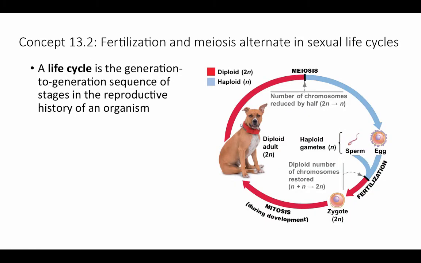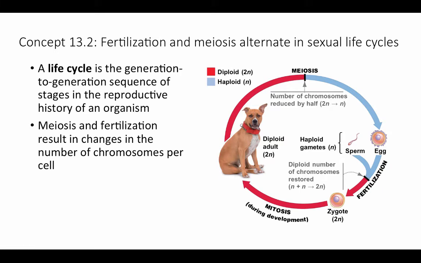So in sexually reproducing organisms, there's going to be this cycling between phases of gametes, fertilization, production of an adult, and then formation of gametes again. And we call this a life cycle or sexual life cycle. So a life cycle is the generation to generation sequence of stages in the reproductive history of an organism, from fusion of gametes, in other words, fertilization, to the formation of a zygote, to cell division by mitosis, which results in development into an adult. The adult then produces gametes, which then repeat this process.